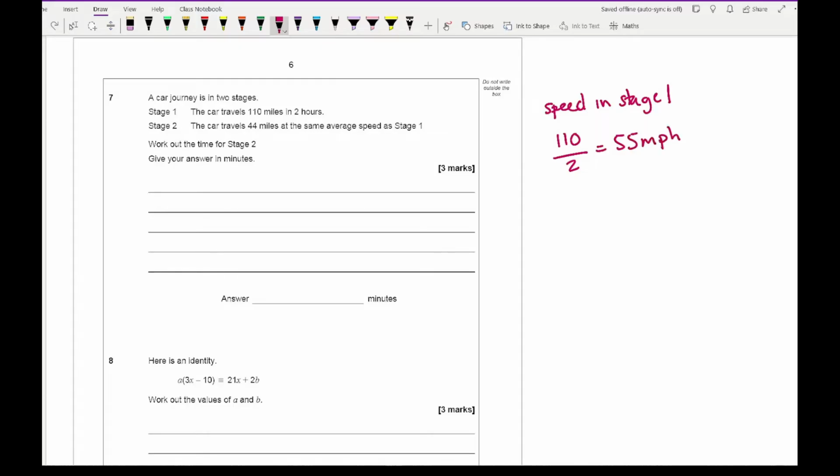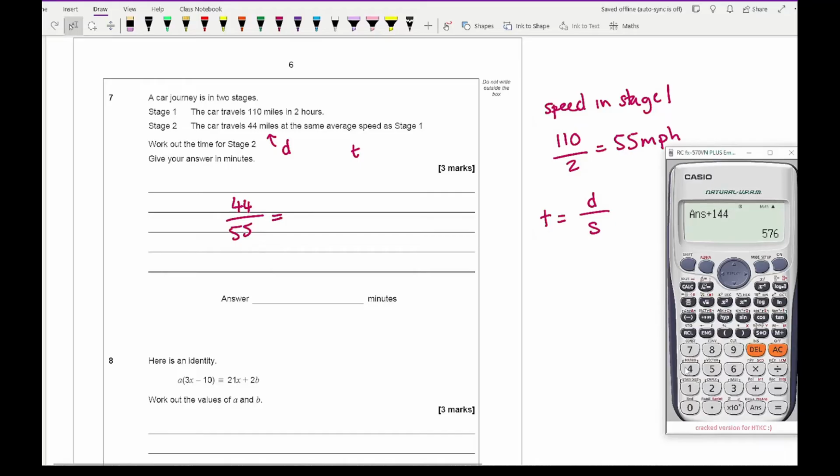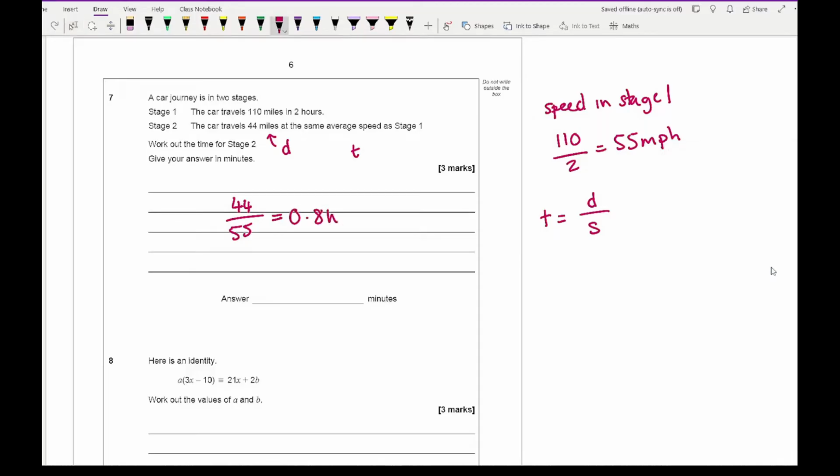Now from this, I know what the distance is, I now know what the speed is, and I want to work out what the time is. So time is equal to distance divided by speed. So for this, I need to do 44 divided by 55. If I do that on my calculator, 44 divided by 55, it gives me an answer of 4/5, so 0.8 hours. Now obviously I want to try and convert this into minutes, so what I need to do then is multiply that by 60, and I get the correct answer of 48 minutes.